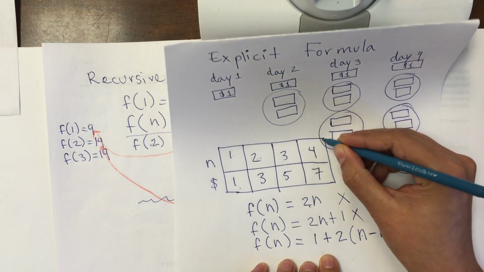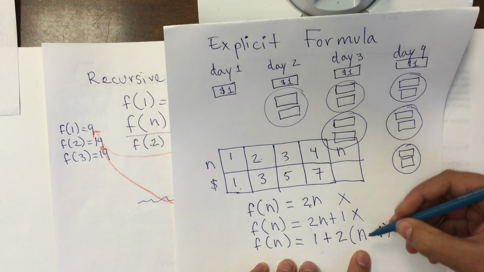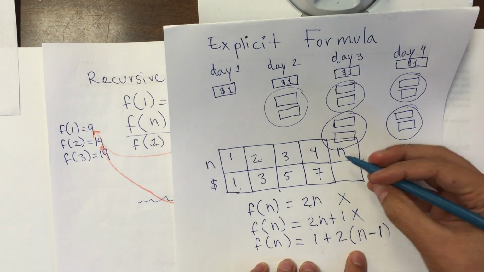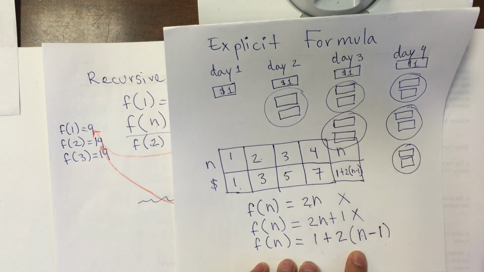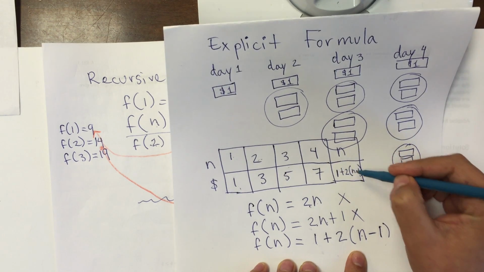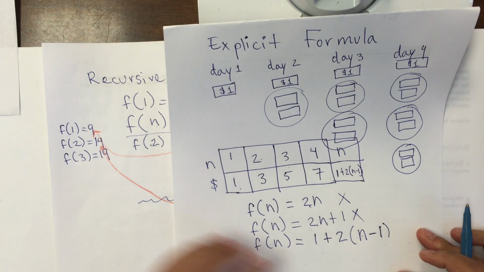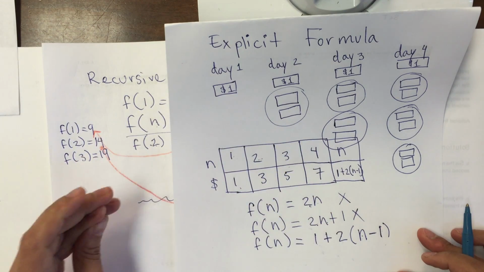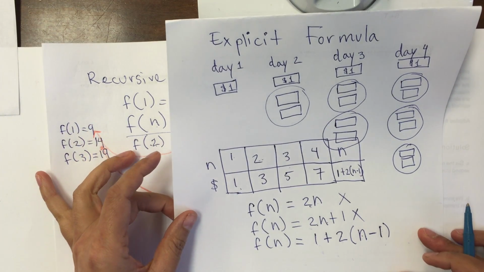Okay, now that means that for any n, like 100, I could just replace 100 in here and figure out how much money I'm going to have on the 100th day. Okay, so it's going to be 1 plus 2 times n minus 1. And that will be my explicit formula, because it gives me the exact value of any one day I want to know. I don't have to go to the previous day and the previous day, like in the recursive formula. Okay, so take a minute to pause it and analyze it, make sure you understand it, and if you don't, then go back.